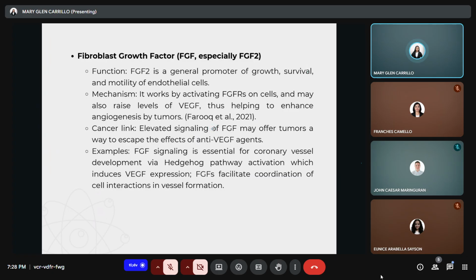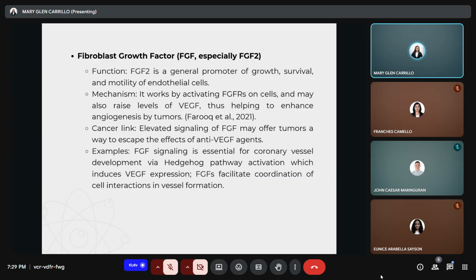So here is how it works. It binds to special receptors on the surface of cells called FGFRs, or fibroblast growth factor receptors. So when FGF2 activates these receptors, it starts a series of signals inside the cell. These signals help endothelial cells multiply and migrate, which are key steps in forming new blood vessels.